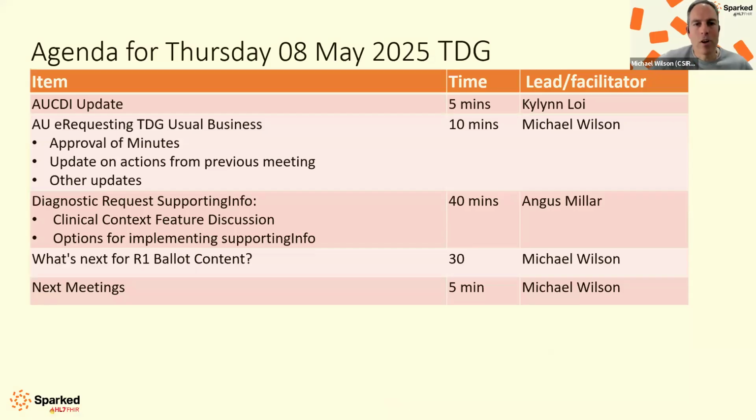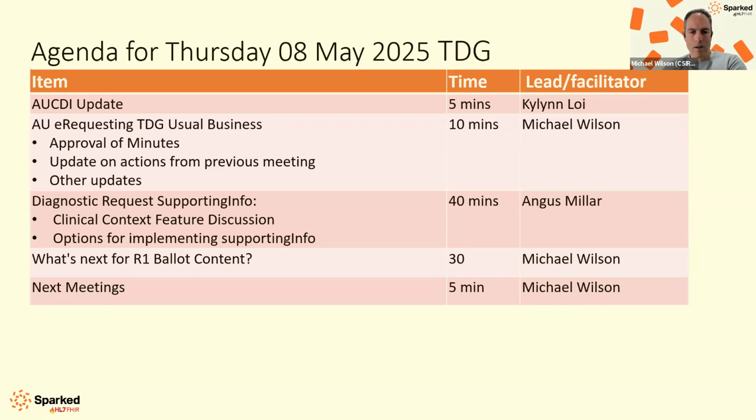So the agenda today, we've got Kylie here who's just going to give us a quick update straight away on the AUCDI. She's got to jump off to another meeting, so we'll go straight into that update from her. Then all our usual business, and we'll be revisiting some of the discussions from the last TDG, going through the diagnostic request supporting info on clinical context and the approach to implementing supporting info. And then the focus will be on what's next in the lead up to ballot, which is not that far away. So we're going to talk about the approach and how many meetings we've got and what we're going to get through in those meetings. So that's for the second half of the session.